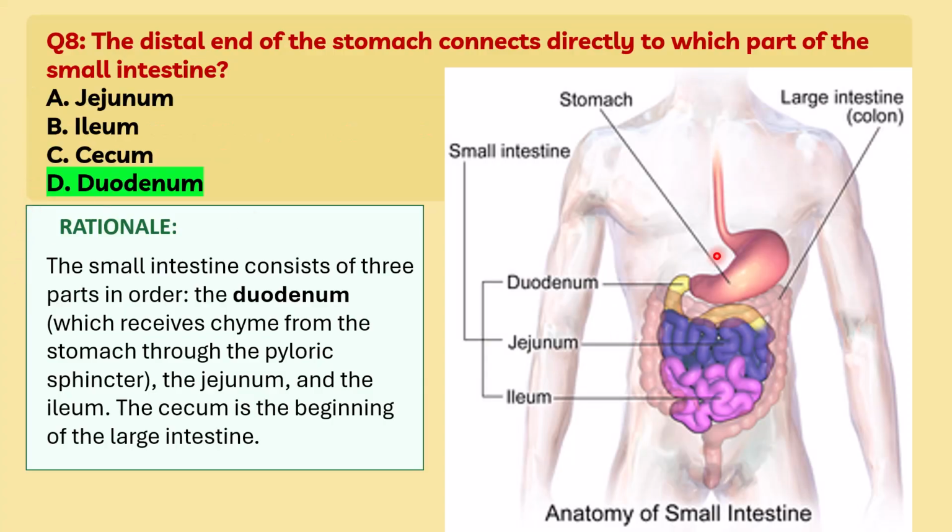Duodenum. You can see in the picture, the stomach is connected with the duodenum, then the jejunum, then the ileum. The small intestine consists of 3 parts in order, that is the duodenum, which receives chyme from the stomach through the pyloric sphincter, then the jejunum and the ileum. And the cecum is the beginning of the large intestine.